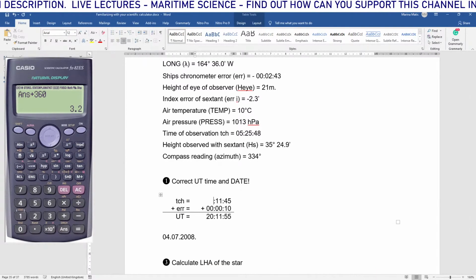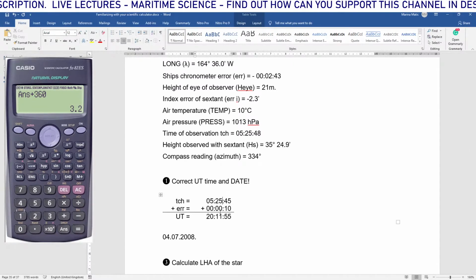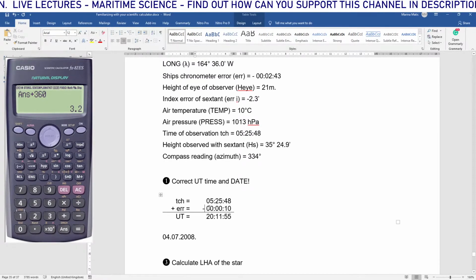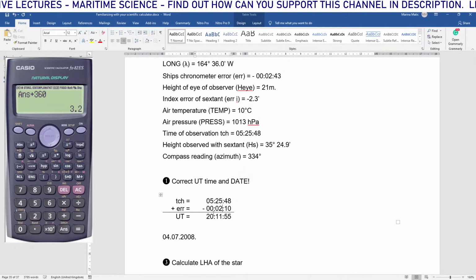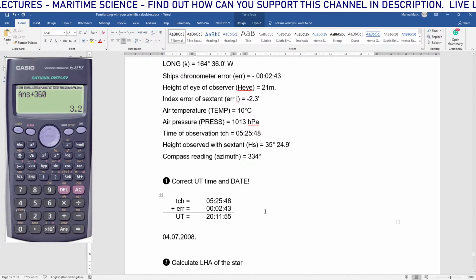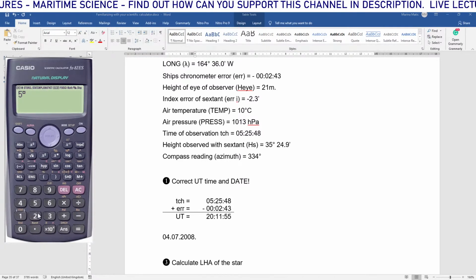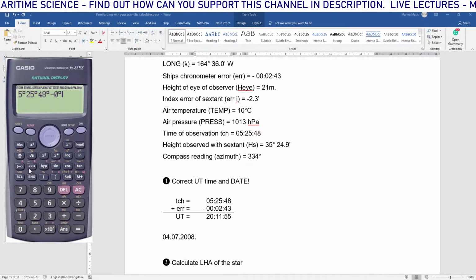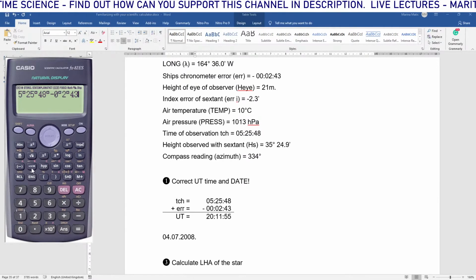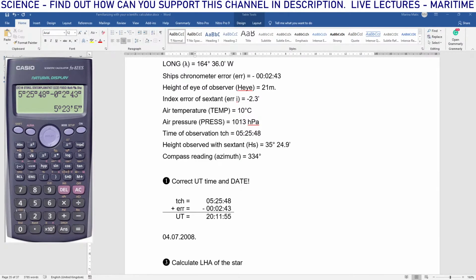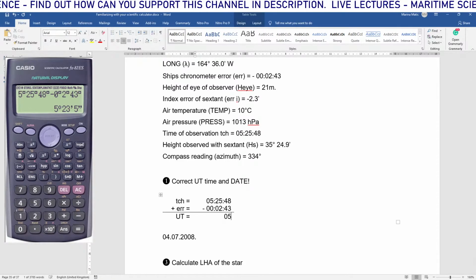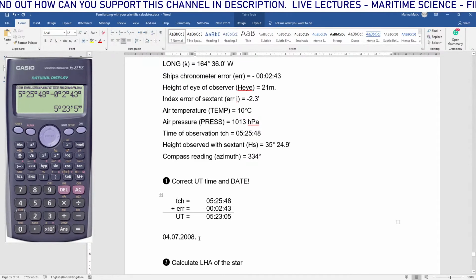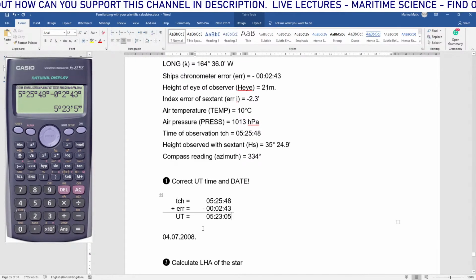Our time is 05:25:48. Error is negative 2 minutes and 43 seconds. So that means 5 hours, 25 minutes, 48 seconds minus 0 hours 2 minutes 43 seconds equals 5:23:05. So that is my exact UT time, and now we have to check: did we cross the midnight?